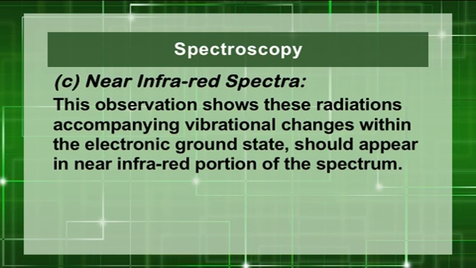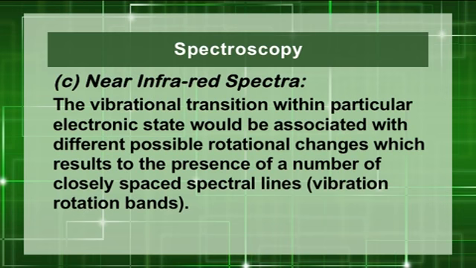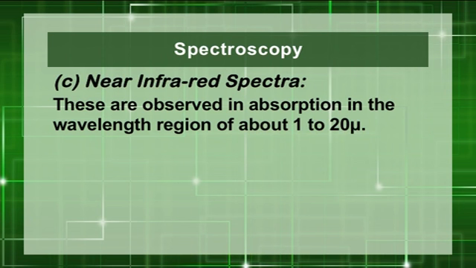This observation shows that these radiations accompanying vibrational changes within the electronic ground state should appear in the near infrared portion of the spectrum. The vibrational transition within a particular electronic state would be associated with different possible rotational changes, which results in the presence of a number of closely spaced spectral lines. These are observed in absorption in the wavelength region of about 1 to 20 micron.